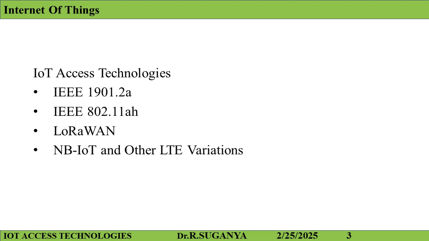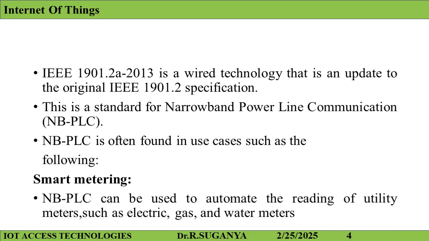IoT access technologies have several versions, like IEEE 1901.2a, IEEE 802.11ah, LoRaWAN, NB-IoT, and other LTE variations. IEEE 1901.2a is a wired technology that is an update to the original IEEE 1901.2 specification. This is a standard for narrowband power line communication.